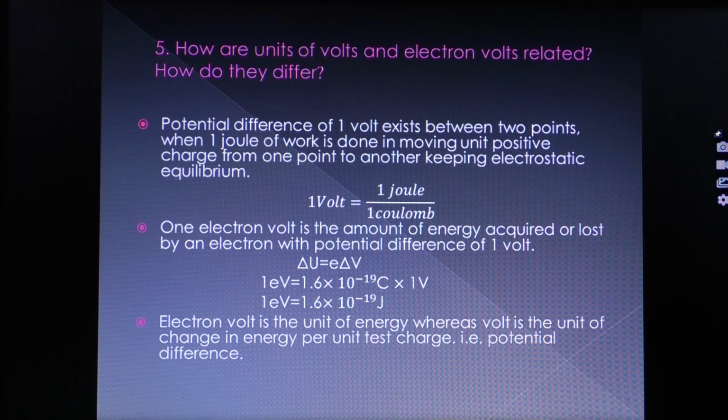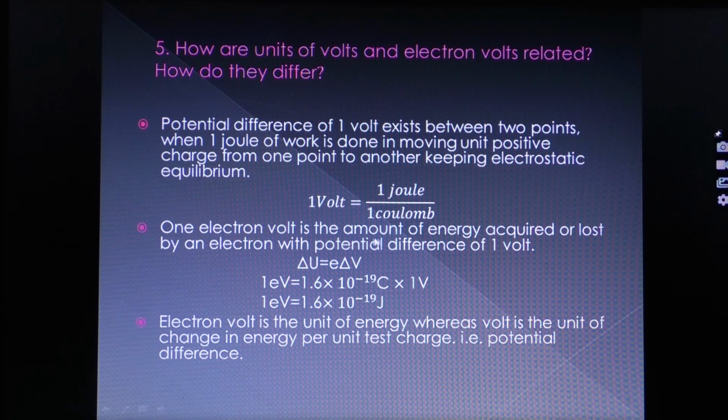Question number 5. How are units of volts and electron volts related? How do they differ? Potential difference of 1 volt exists between 2 points when 1 joule of work is done in moving unit positive charge from one point to another, keeping electrostatic equilibrium. This I told you, you are going to use this equation for volt, and 1 volt is equal to 1 joule of work for 1 coulomb of charge.